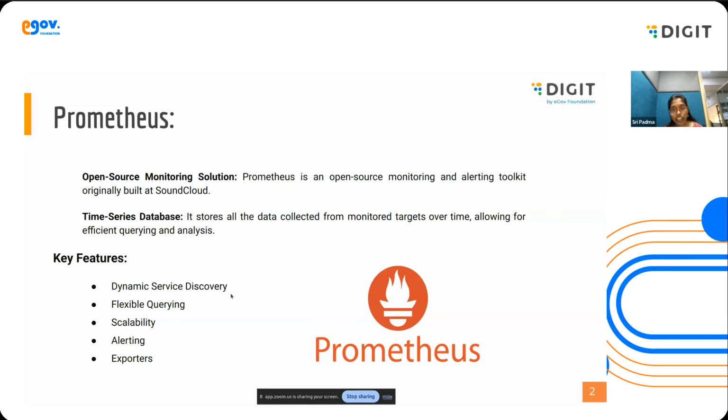In our DIGIT environment, we are using the open source Prometheus Helm chart, and we are customizing it based on our requirements. The key feature of Prometheus is dynamic service discovery. Whenever we enable or create a new service, we need not mention it anywhere in the configuration. It automatically picks up the chart and derives its metrics, for example CPU and memory, and how many ingress requests are coming for the services.